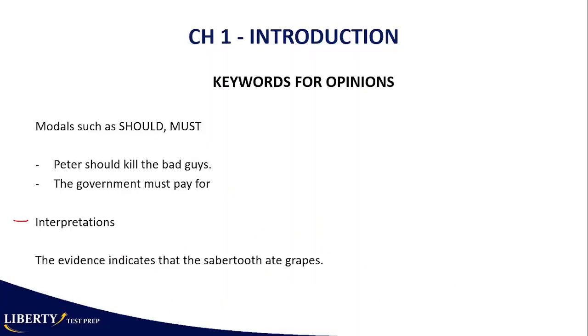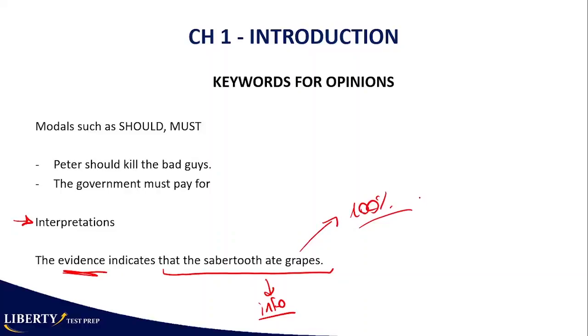Number 2, interpretations. Whatever is an interpretation is an opinion, all right? It doesn't matter if it isn't being interpreted by a scientist or somebody who knows their craft. Still, any interpretation is an opinion. For example, the evidence indicates that the saber-tooth ate grapes. We have this subordinate clause, that the saber-tooth ate grapes. That's some information that they are telling me is being supported by the evidence. But now, is this 100% guaranteed that the saber-tooth ate grapes? It's something that really happened, or it's something that possibly happened, maybe, right? So in this case, it is something that possibly happened.